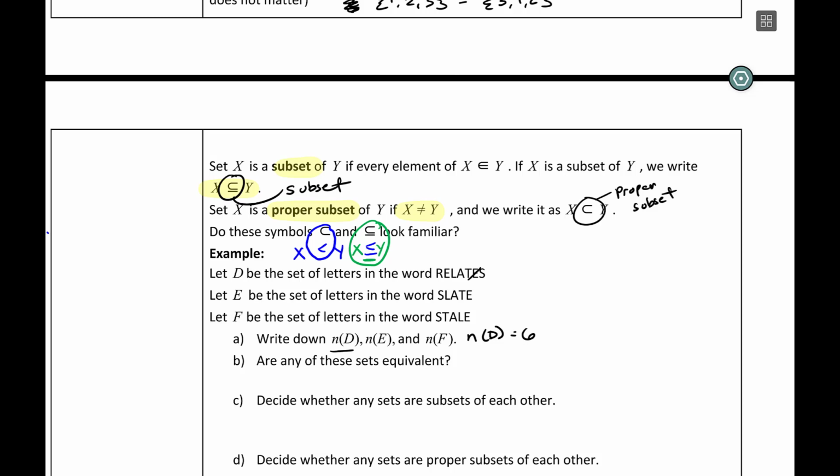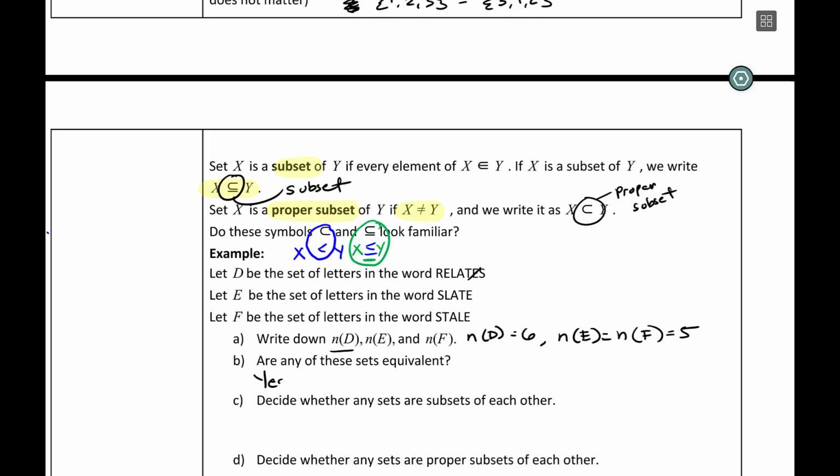For slate and stale, we have no repeats, and they are of the same size. So N of E and N of F both equal 5. There are 5 letters in each of those words. Are any of these sets equivalent?